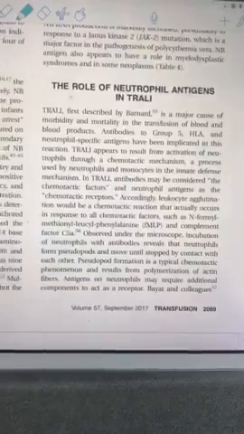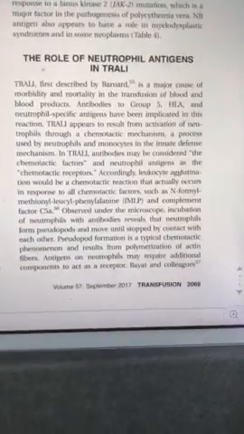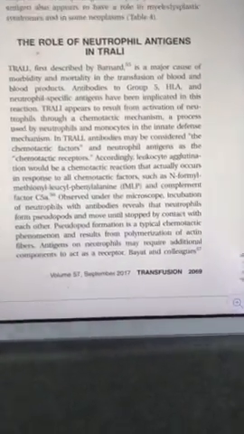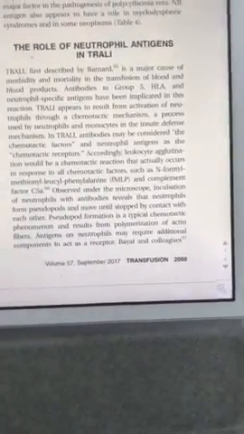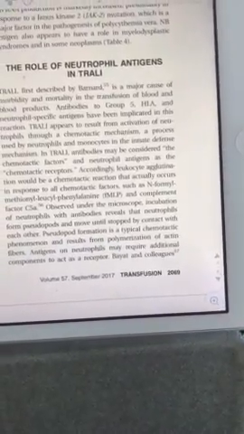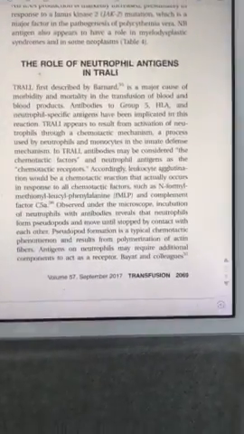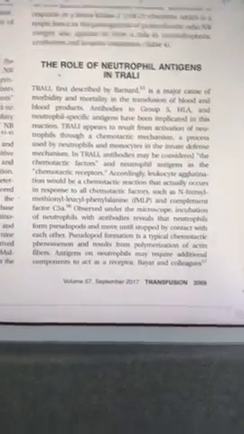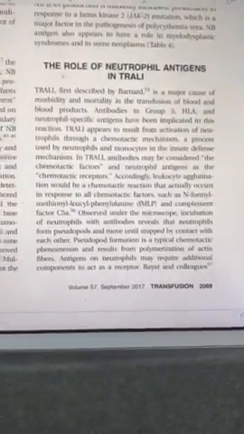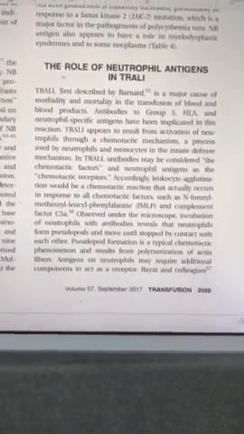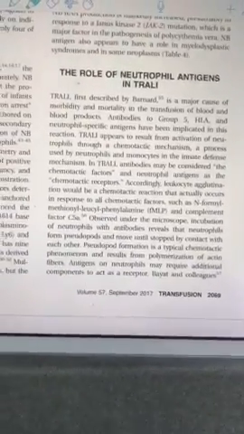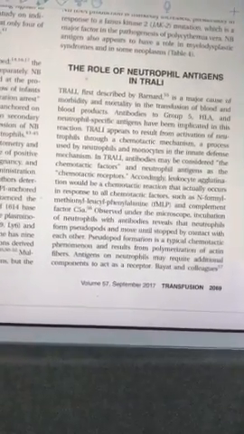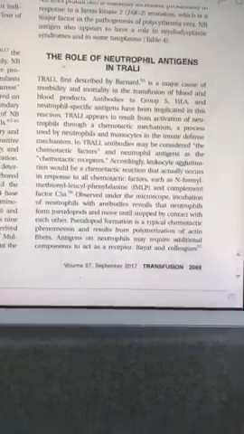Now I'm going to talk about the role of neutrophil antigens in TRALI. As I've learned in the lab and also in school, TRALI is very complex, and it is actually pretty unknown how it occurs in the body. So this article not only talks about how TRALI occurs in the body, but a possible hypothesis about how the neutrophils play a huge role in TRALI.